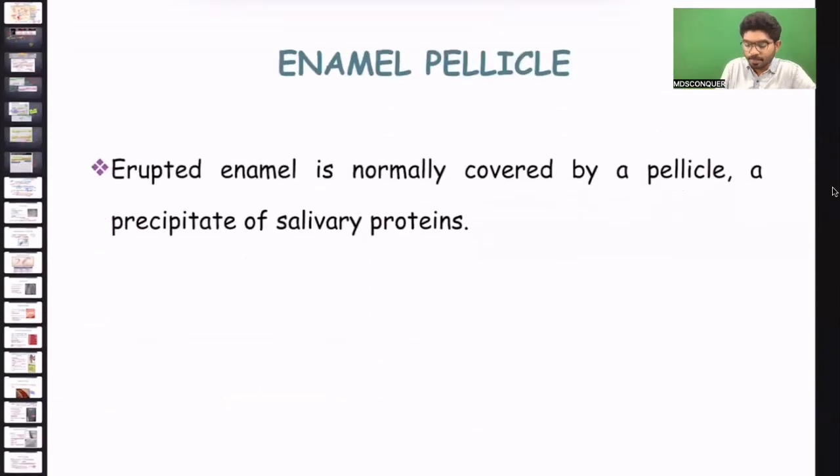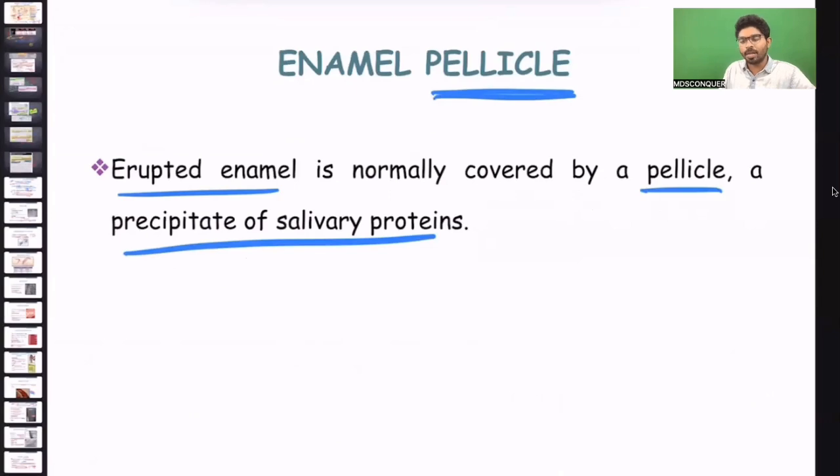So pellicle. We have a similar pellicle in operative dentistry also: pellicle, materia alba, followed by plaque. Plaque gets calcified to form calculus. On an erupted tooth, the pellicle is the precipitation of salivary proteins. Salivary proteins form a protective layer called the pellicle on recently erupted enamel.